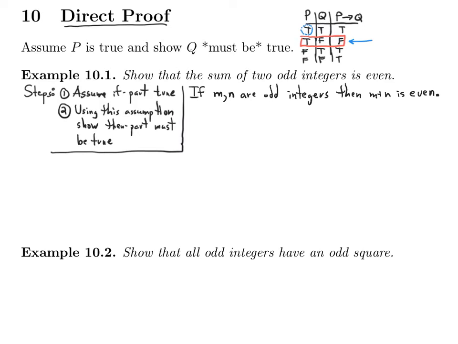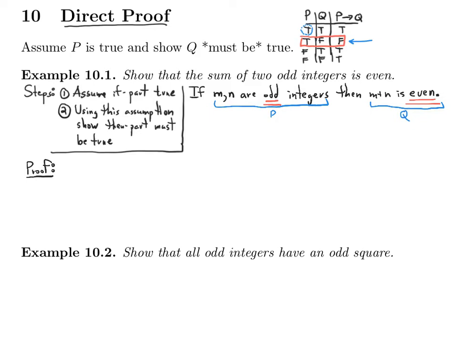And from our previous video, we know how to write odd integers generally, and we know how to write even integers generally. So we have our if part here, and we have our then part. So we know what we need to show, and we know what we need to assume. So let's go ahead and do this. And usually you write the word proof down before you do one of these proofs.